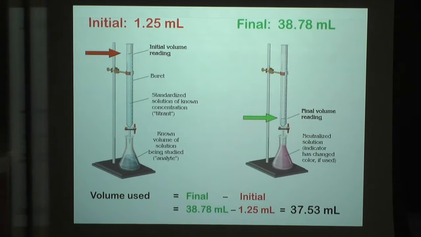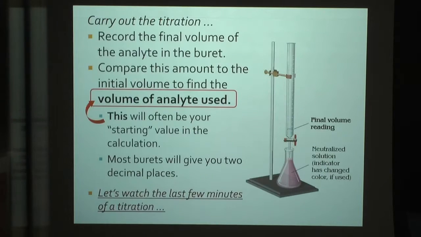So with these burettes, you read the first, let's say 1.25 milliliters, and then you drain some out, and at the end it would say 38.78. We can simply subtract and find out how much was used. So it's the difference from start to finish, and you can tell by subtracting how much was dispensed. And that 37.53 in the corner would be the number I would use from then on. We're going to watch a video of this, show you how the last few drops look, and it will explain some stuff along the side as well.